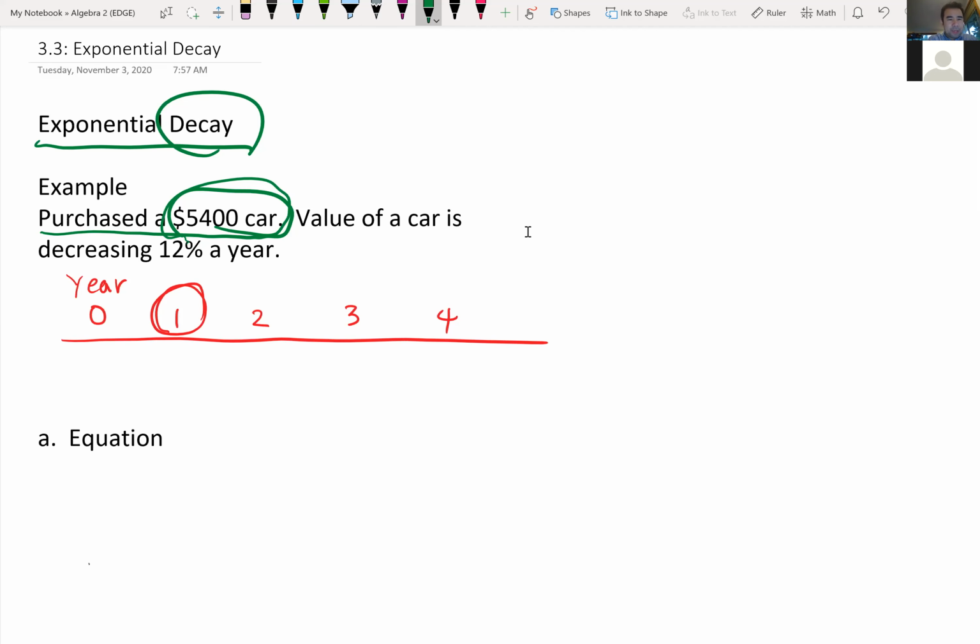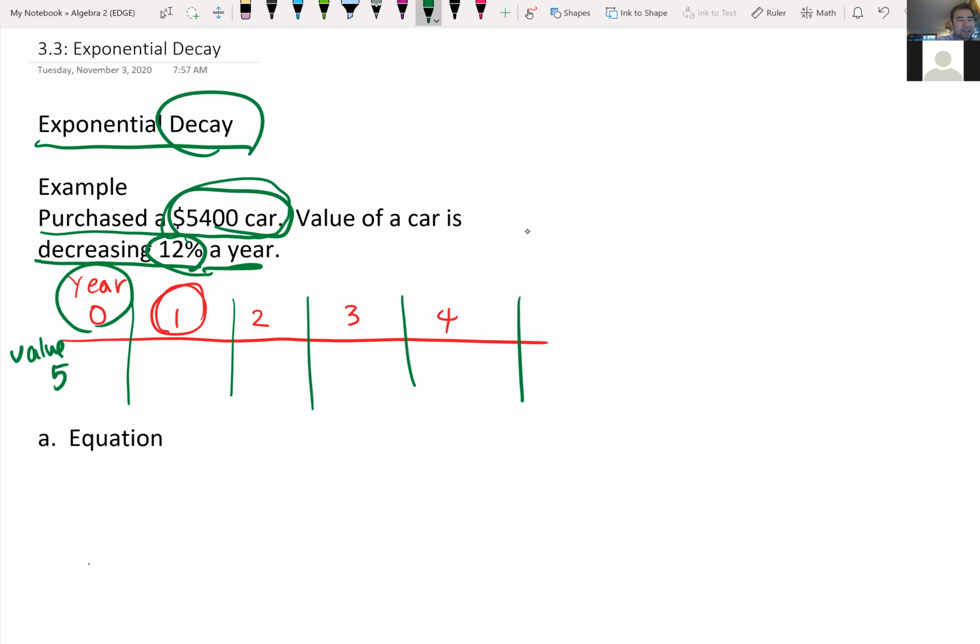Anyway, so you buy the car, but the car is said to be decreasing in value 12% a year. Okay. So first, let's figure out the value of the car by table. So year 1, that's when you purchase the car. The value is $5,400.